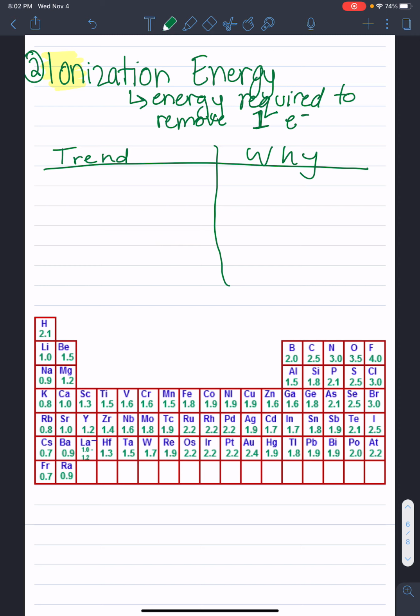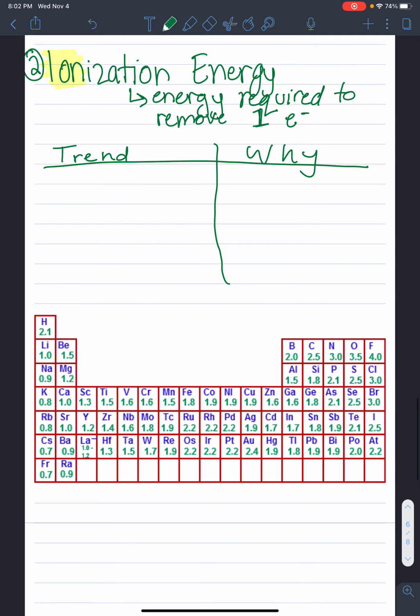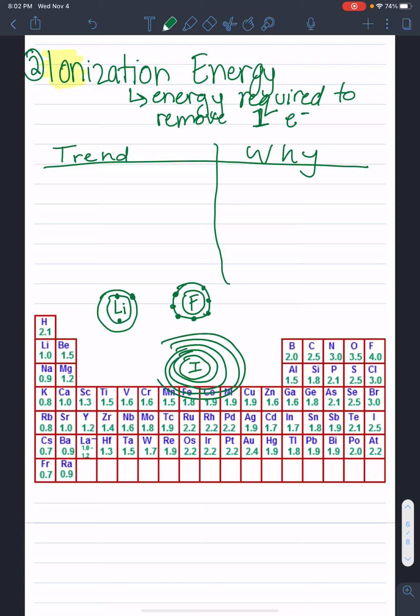While you're doing that, I'm going to draw some elements down at the bottom that we're going to look at. I'm going to do our Li one again. Remember, it has one valence electron. And then F with its 7 valence electrons. And then we also have I. And I has tons of rings. And it also has 7 valence electrons.